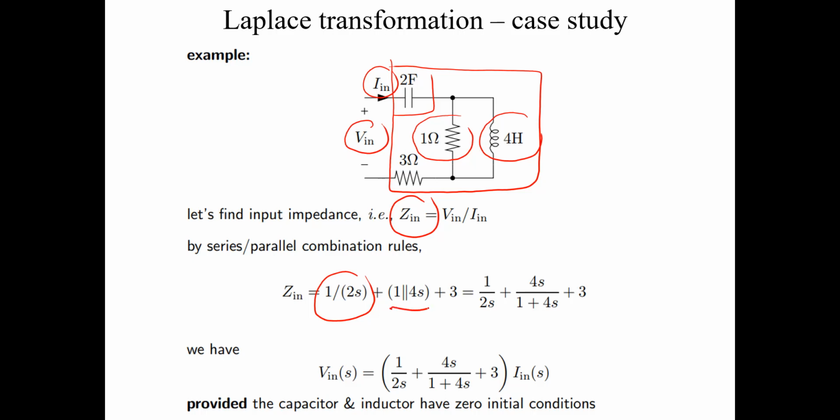1 is for the resistor, and 4s is for the inductor, so this is parallel, and then this one is for the other resistor here, 3 ohm. So we get Z-in is 1 per 2s plus 4s per 1 plus 4s, plus 3. Because Z-in is V-in per I-in, we get V-in in the S domain is Z-in multiplied by I-in. So if we have a value of V-in, we can solve this problem. It's a little bit simple.